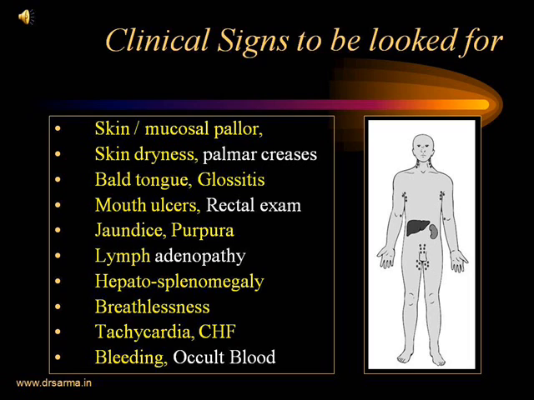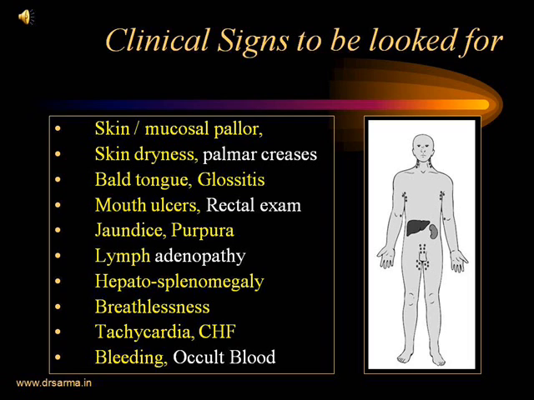Breathlessness, of course, is the reflection of decreased oxygen carrying capacity, likewise the tachycardia. Severe anemic patients will have signs of congestive heart failure. Remember, beyond all these things, the most important thing is bleeding, bleeding, bleeding. Is there any source of bleeding in this patient? We cannot afford to miss that information.